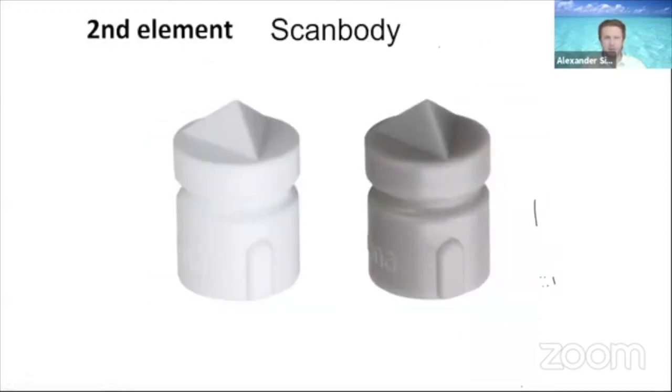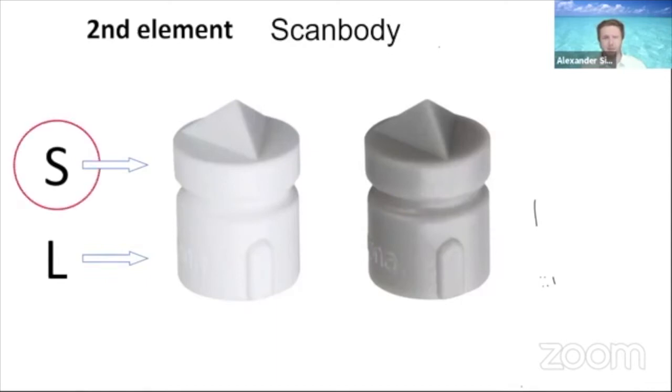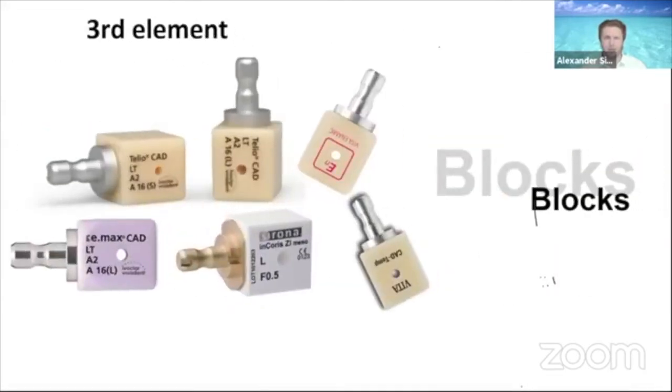The second element of scanning is the scan body, which can be fixed on the top of the titanium base, and the software will recognize the unilateral pyramid and the equilateral pyramid on the top, and after that we can design our crown. It is also available in size S and size L, and SIC users must use type S. And the third element is the type of the blocks. Of course, I remind you about type S, you should use that type.